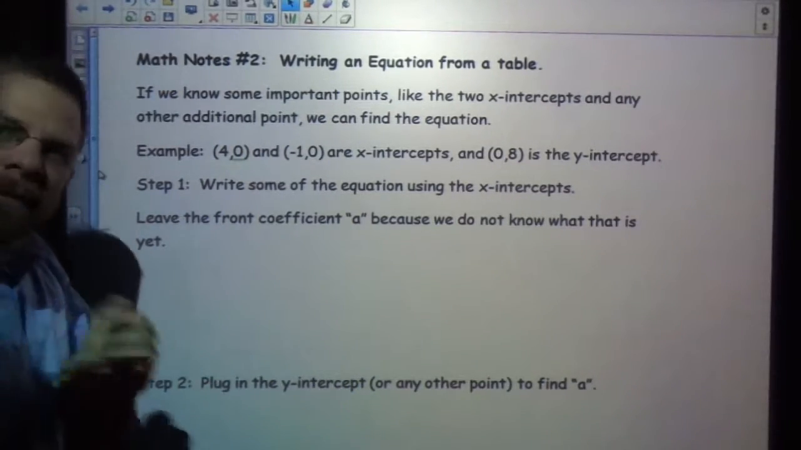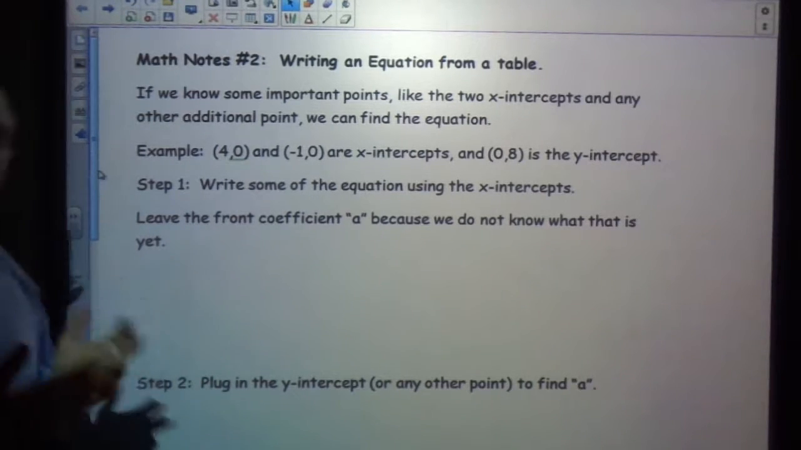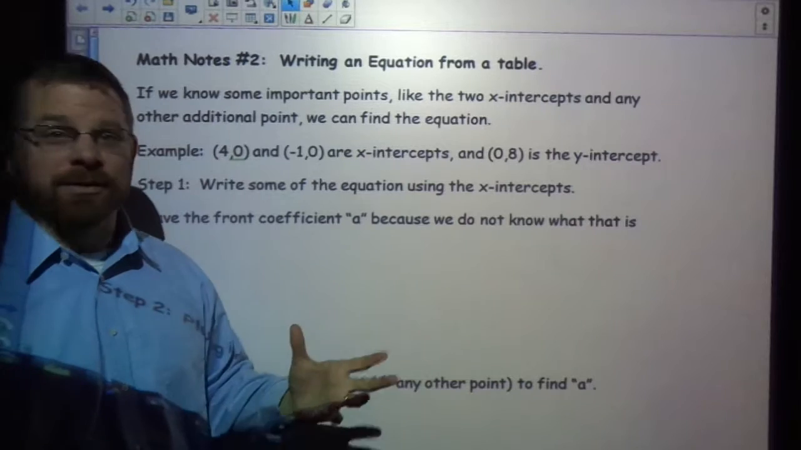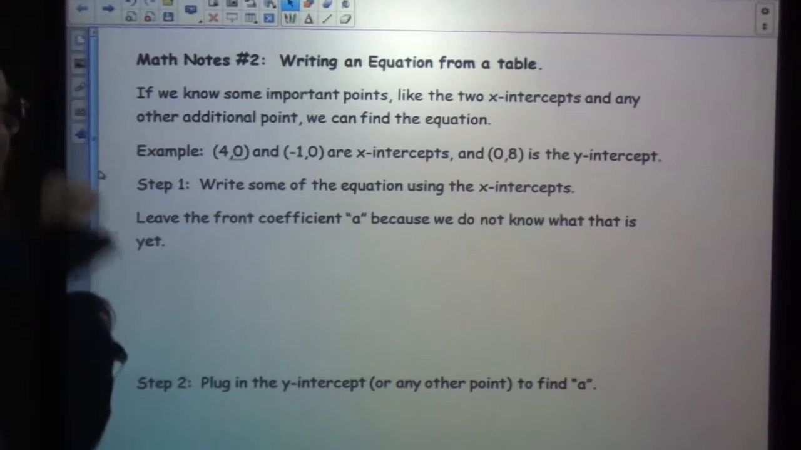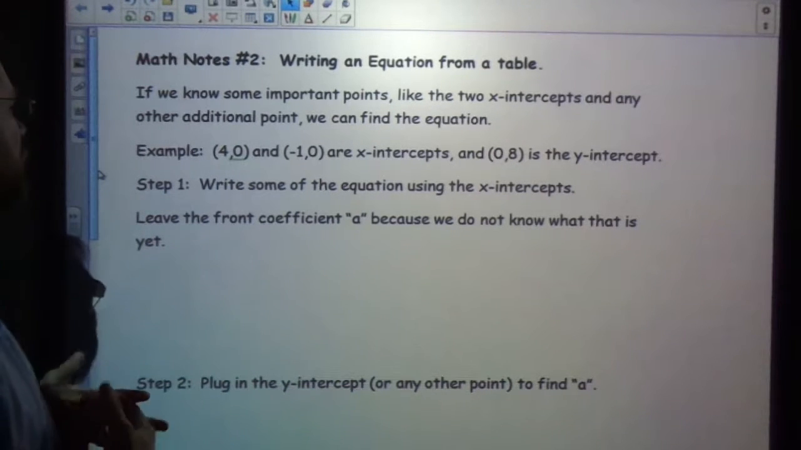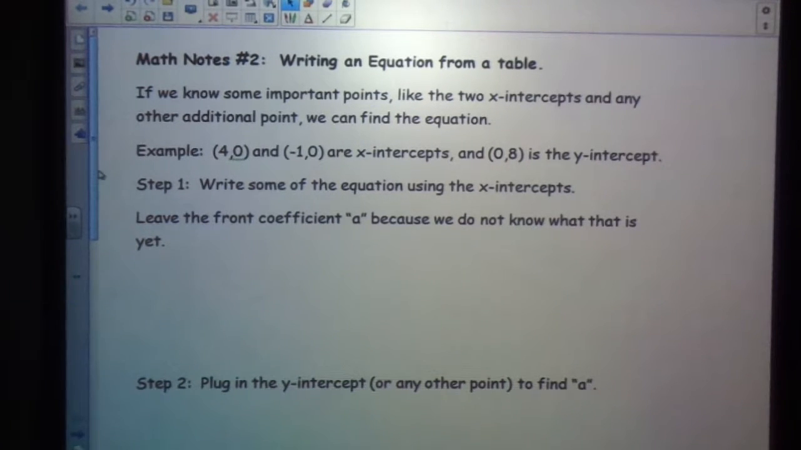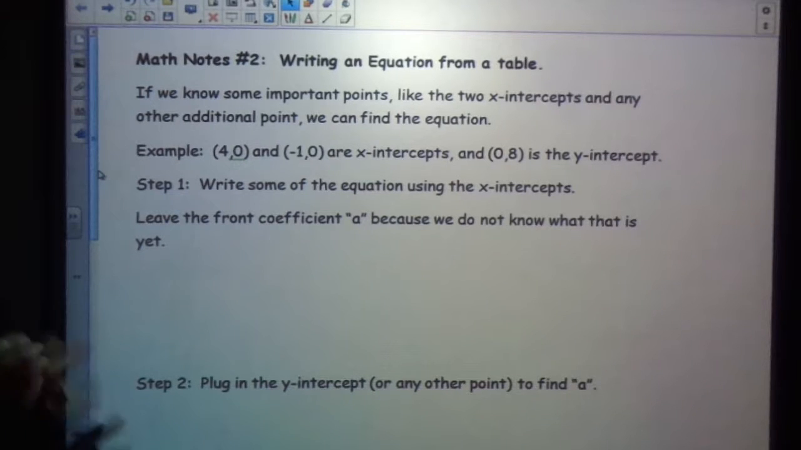If you have a whole table of points on a parabola, the important points to pick are the x-intercepts and then anything else. So if we know the 2 x-intercepts and any other point, we can write the equation from those points. Here's an example. We've got 2 x-intercepts, and another point here we know is the y-intercept. Although you could use any other point, a max, a min, or anything else on there.